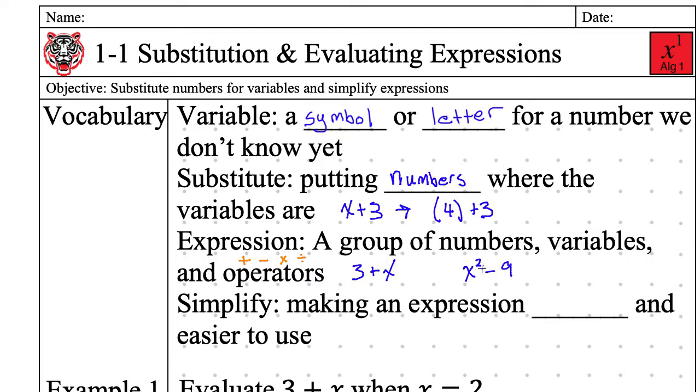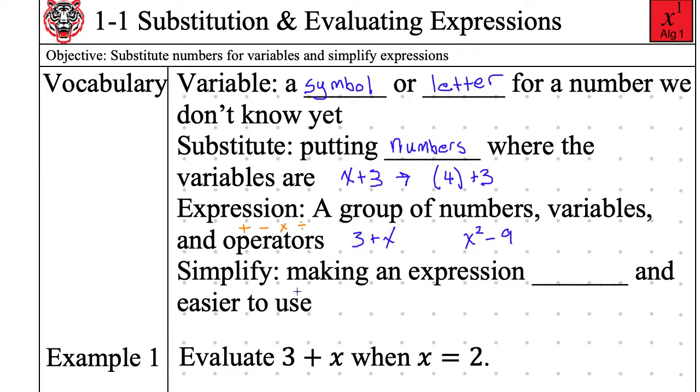That is an expression because there's variables, numbers, and operators. There's the operator, there's the variable, there's the number. It's just combining all those things. And to simplify it, this is kind of a hard definition. Generally speaking, it is making it easier to use.